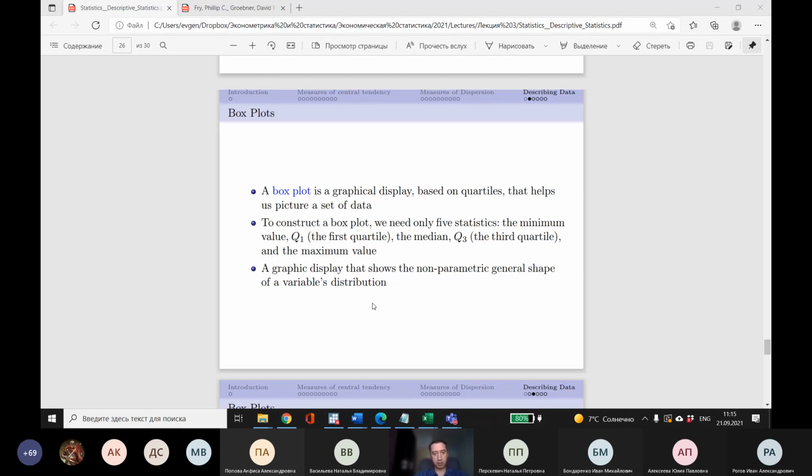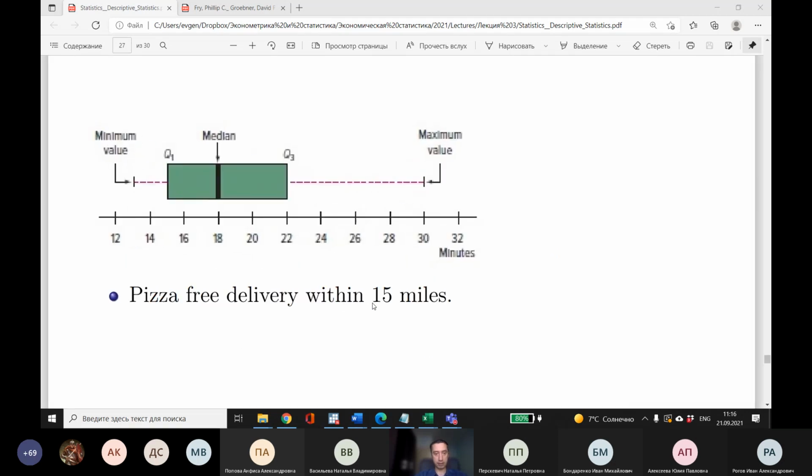To construct a boxplot, we have to calculate the first quartile, the median, the second quartile, the third quartile, minimum and maximum value. I think all of you can easily find these numbers in a given data set. And next, we should make a chart like this. This is an example of box plot. It could be horizontal, it could be vertical, so that doesn't matter.